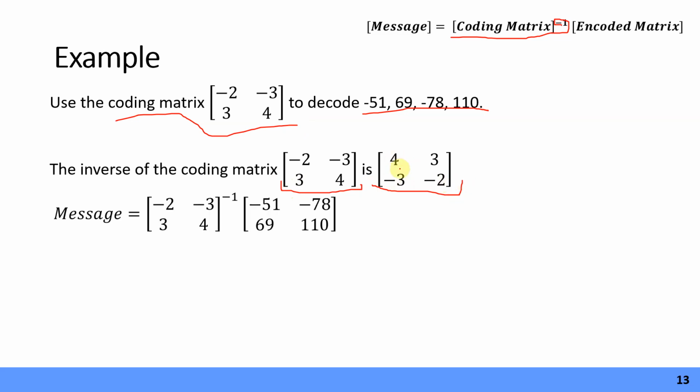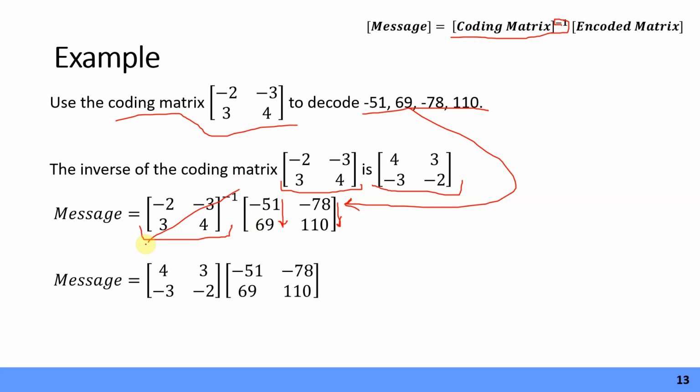So once I have my coding matrix, I find the inverse, which I'm going to replace right now here. And then this string of numbers, you have to make it into a matrix. But again, it's always in the same order. So negative 51 and then the 69 on the bottom, and then negative 78 and the 110 on the bottom. Now, the inverse of this one becomes this, because again, we did it together in a previous example. This one just comes down.